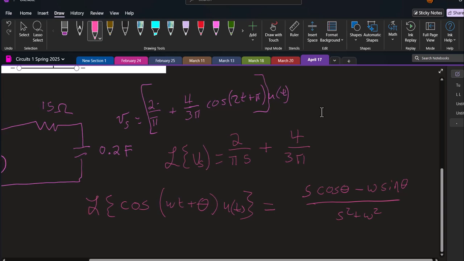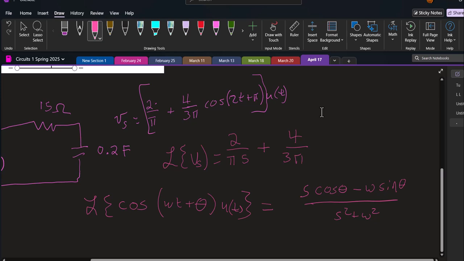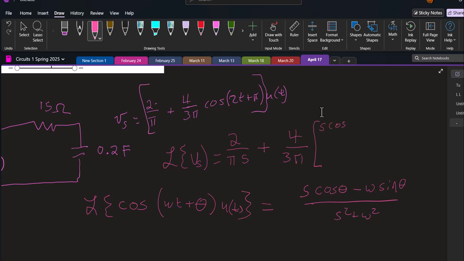All right, so the Laplace transform of this function up here will be 4 over 3 pi times s cosine theta, well, theta is pi, so s cosine pi, minus omega, which is 2, times sine pi. Oh, this is going to work out because, yeah, pi, this will work out. Over s squared plus 4.